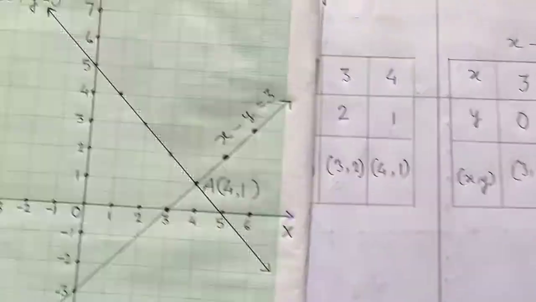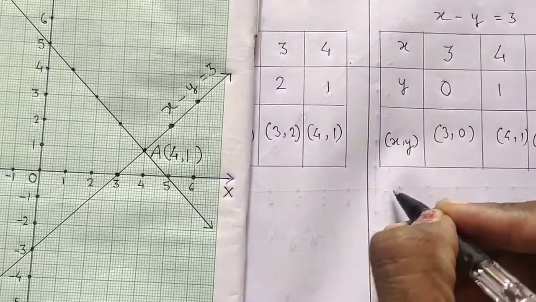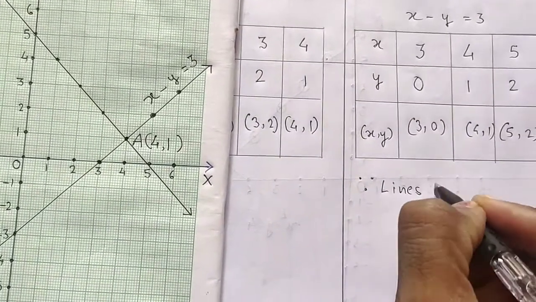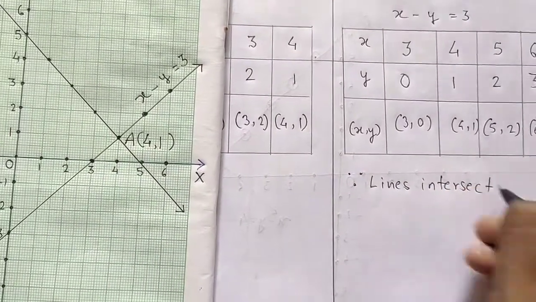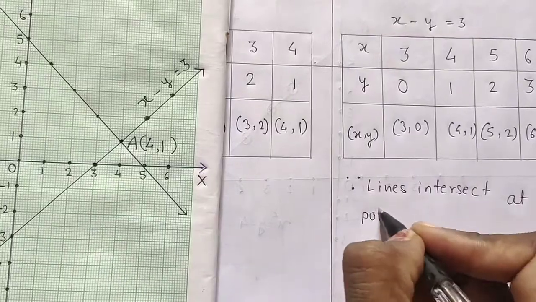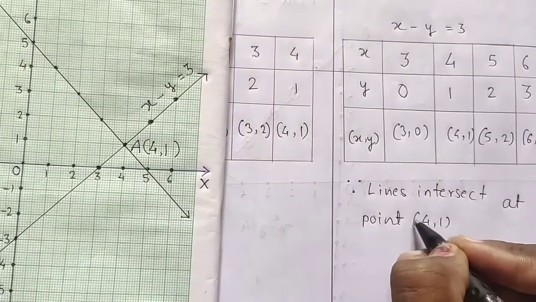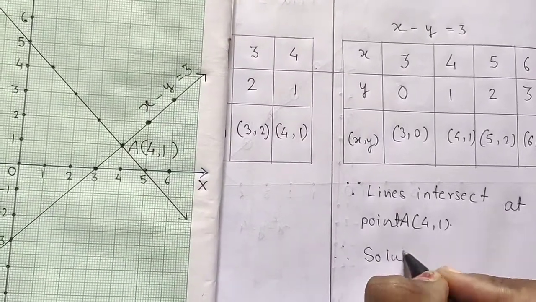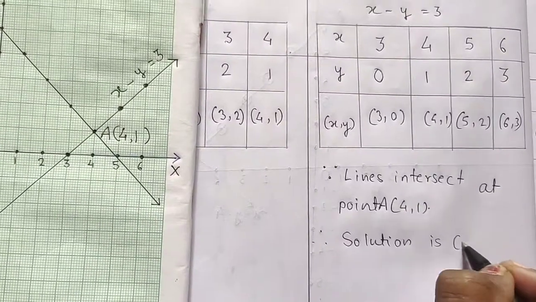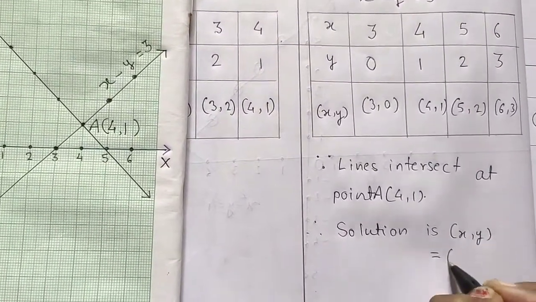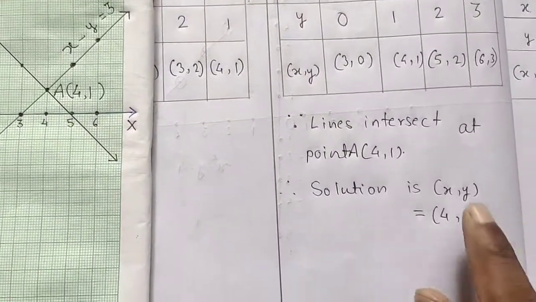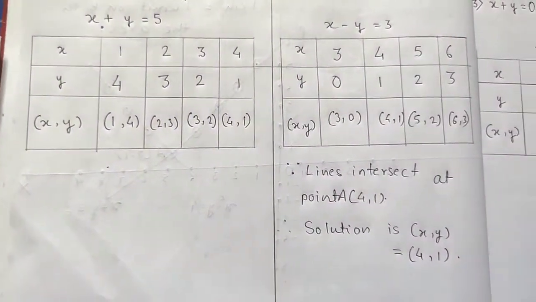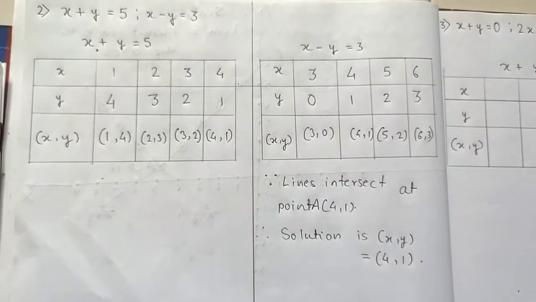So we can write our final answer that since the lines intersect at point A, 4 comma 1, therefore the solution is x comma y, that is 4 comma 1. That means your x value is 4 and y value is 1. So in this way we have solved our second question.